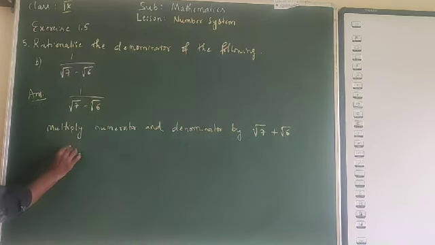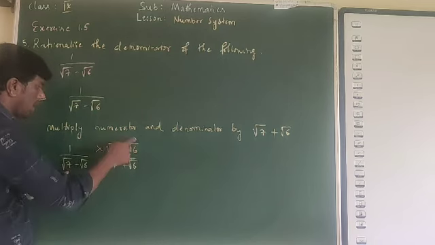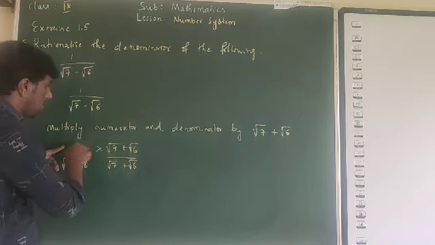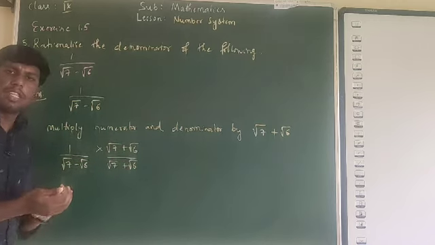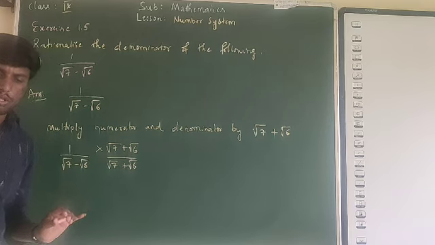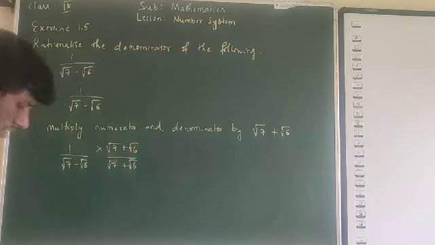So 1 by root 7 minus root 6, in the numerator I multiply with root 7 plus root 6, and the denominator also with root 7 plus root 6. If you cancel it, again the number is 1 by root 7 minus root 6 only, equal to our original number. Now, in order to bring the denominator to a rational number, I have taken this assumption. We will see whether the denominator comes to a rational number or not.